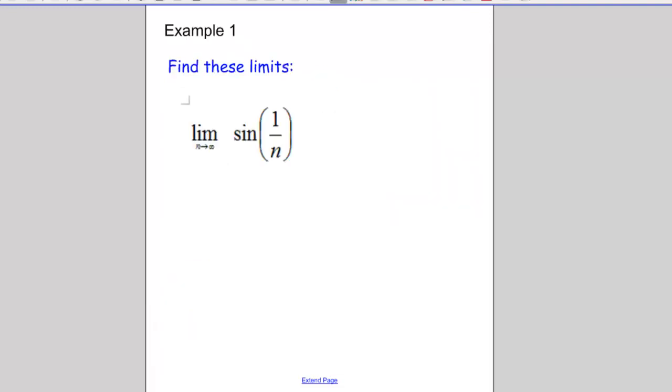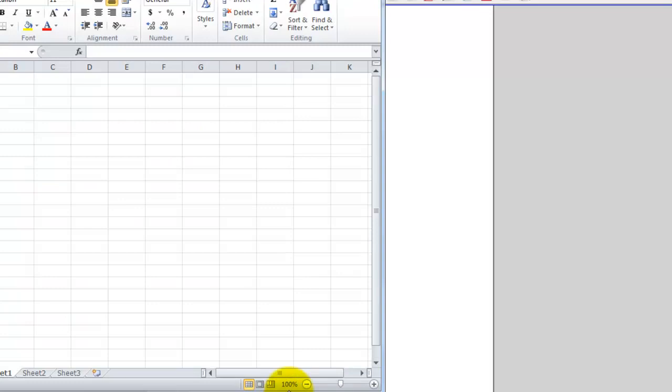Okay, find these limits. The limit as n goes to infinity of the sine of 1 over n. Now in these first few examples, I'll let you go ahead and use a calculator. And I've got a spreadsheet set up here. Let's try and figure out the sine of 1 over n as n goes to infinity. Let's break out our spreadsheet.